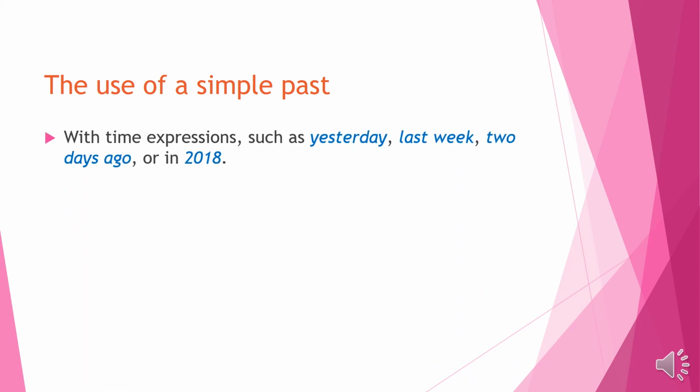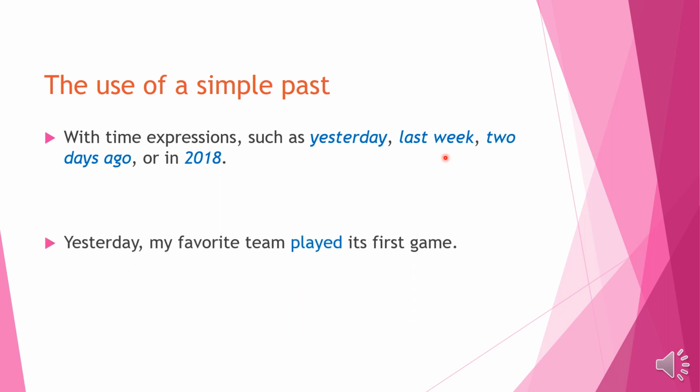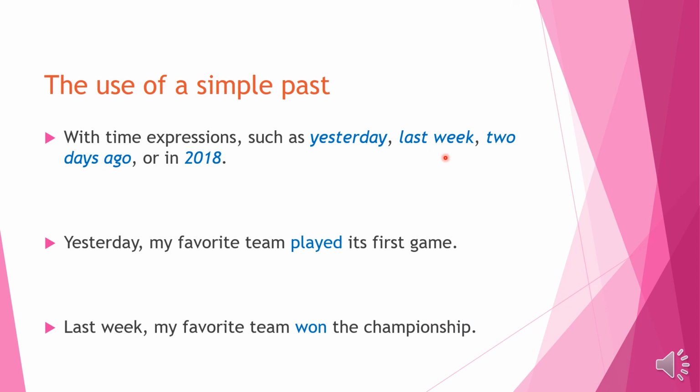We use the simple past tense with time expressions such as yesterday, last week, 2 days ago, or in 2018. Yesterday, my favorite team played its first game. Last week, my favorite team won the championship. So here we added ed to the verb, and here we changed the verb into the past one because it is an irregular verb.